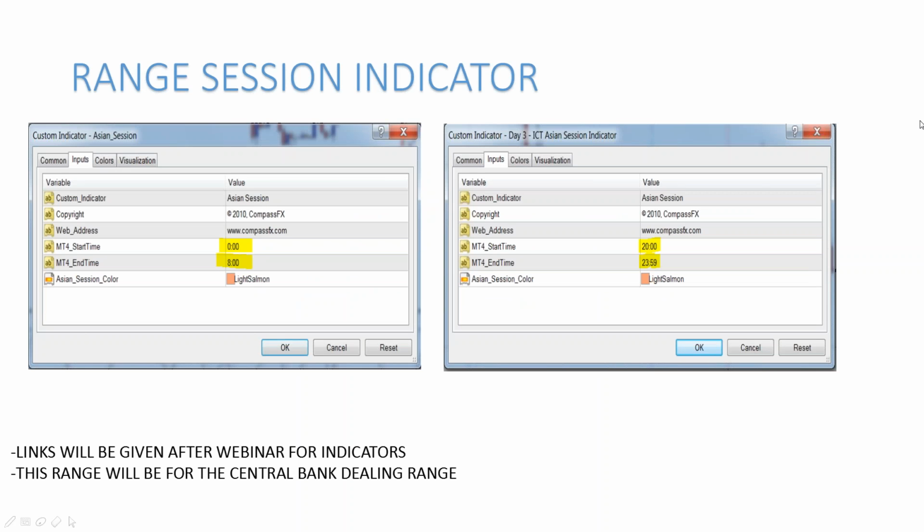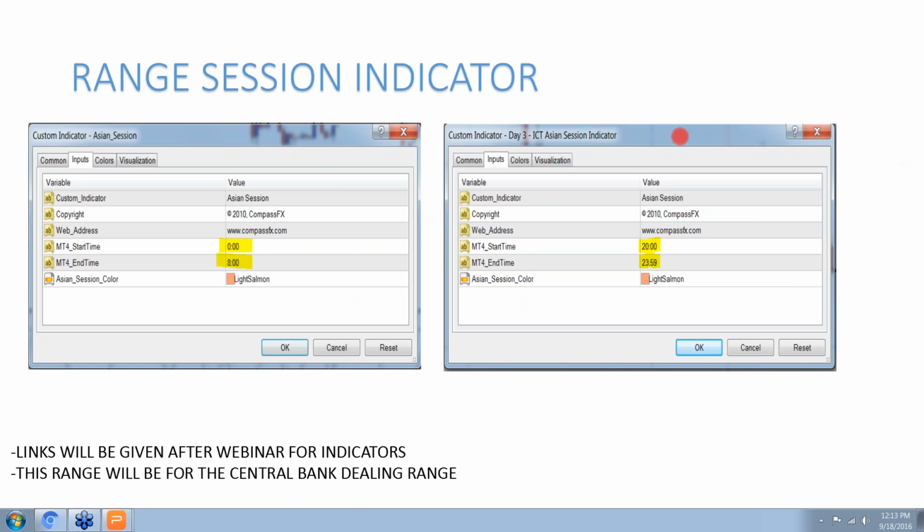The first one that we're going to be going over is the range session indicator. It's called the Asian session. It's not a representation of the Asian session. It basically just captures the range of the high and the low over a certain duration of time. This indicator is going to be the first one that's going to be given out, and the first one we're going to go over.